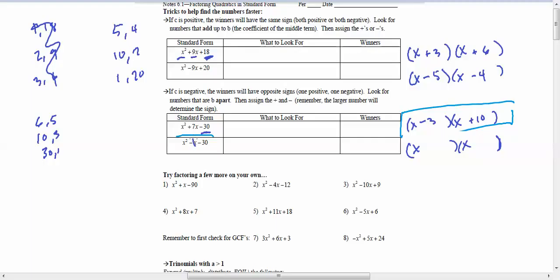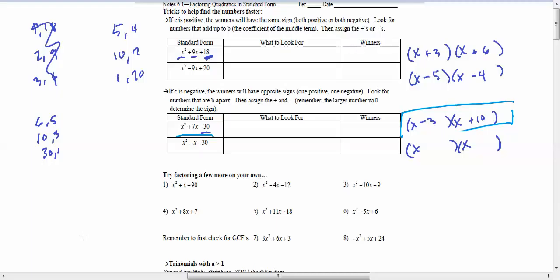1? I know that you don't see a negative 1 over there, but there actually is, because I was just too lazy to write it. If I have negative x, that's the same as negative 1x. So which one of these pairs can I use to combine to make negative 1?